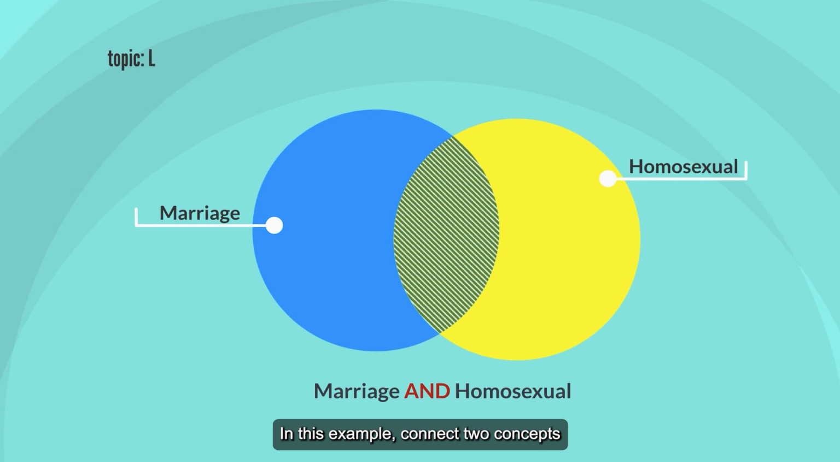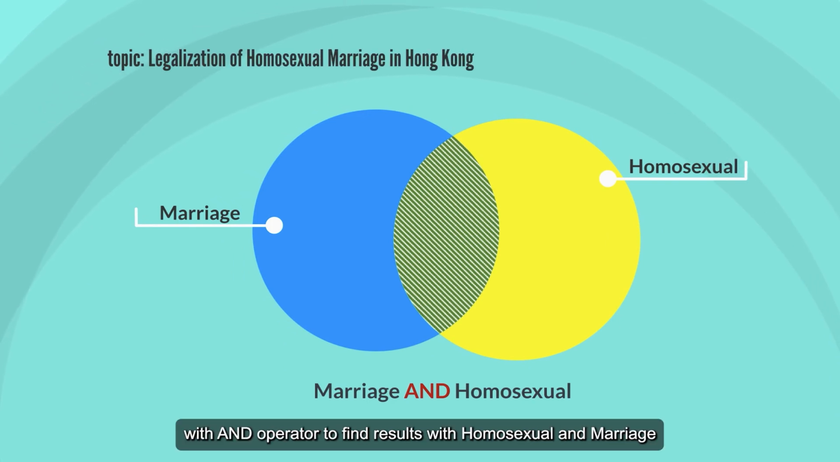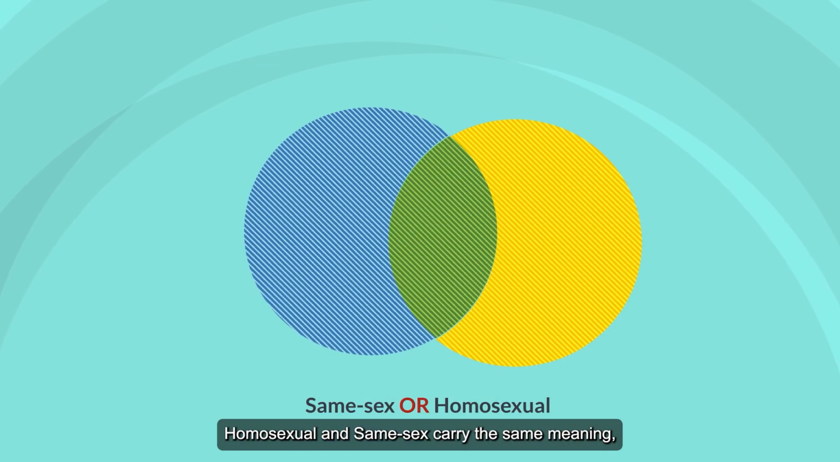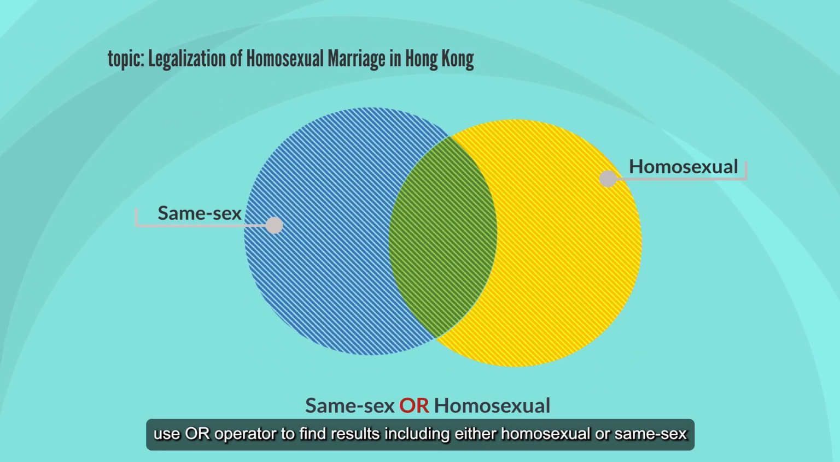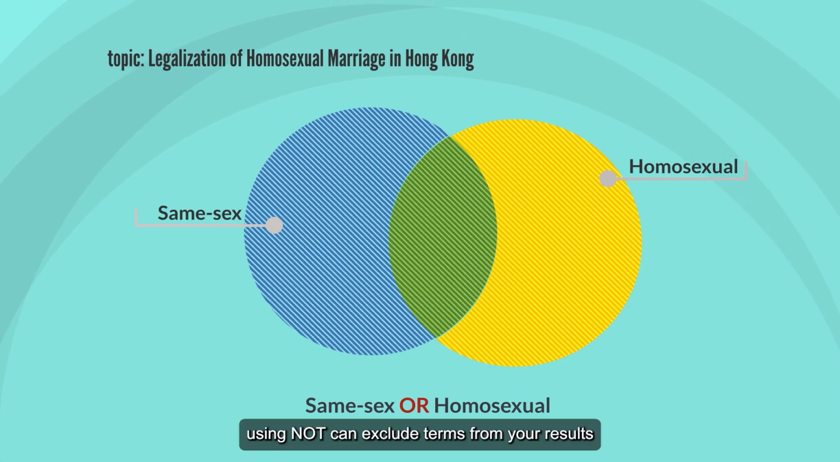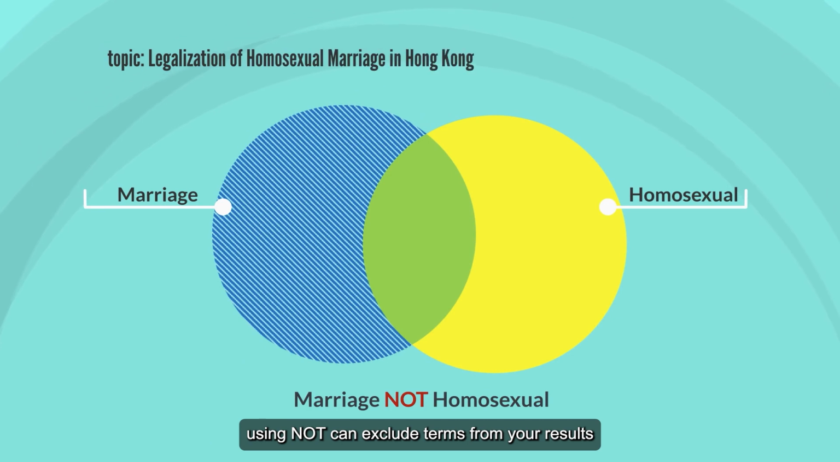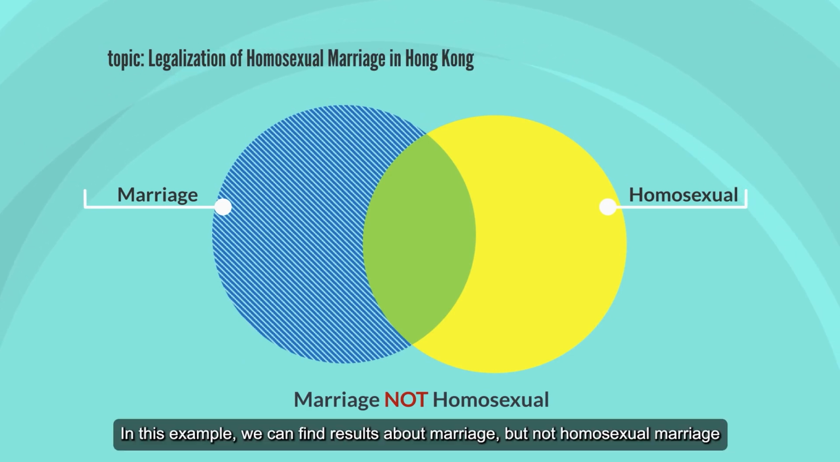In this example, connect two concepts with an AND operator to find results with homosexual and marriage. Homosexual and same-sex carry the same meaning, so use the OR operator to find results including either homosexual or same-sex. Using NOT can exclude terms from your results. In this example, we can find results about marriage, but not homosexual marriage.